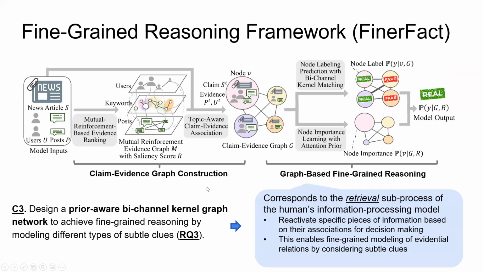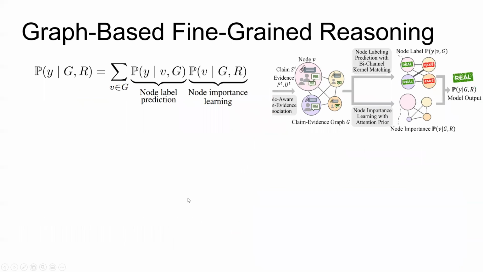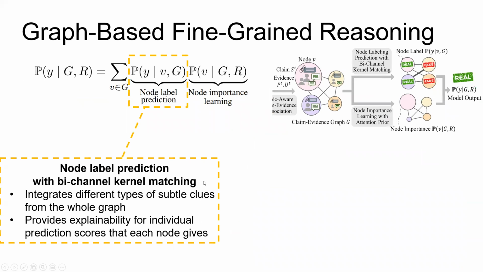And then the third major part is that we design a prior-aware bi-channel kernel graph network to achieve fine-grained reasoning, which is shown to the right. Specifically, this fine-grained reasoning module has 2 components. The first component is node label prediction with bi-channel kernel matching. This means that we want to use each evidence node to predict a label Y, which is how real this news is. This is indicated by P of Y given V and G.